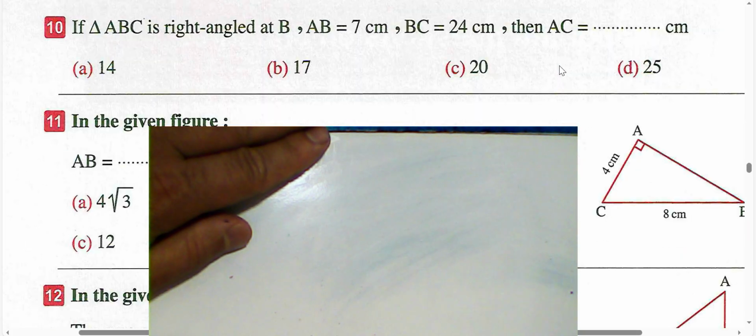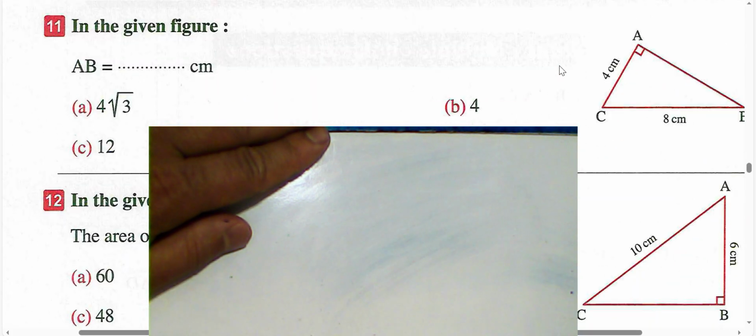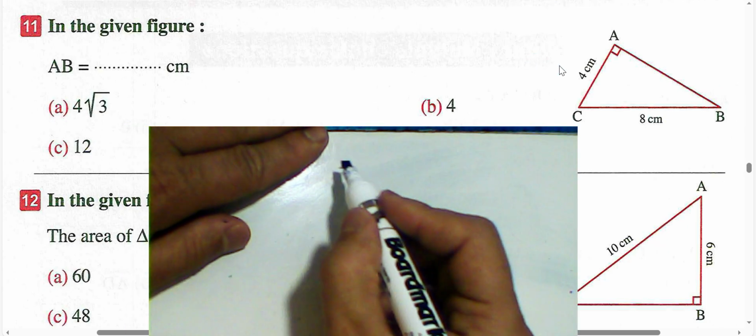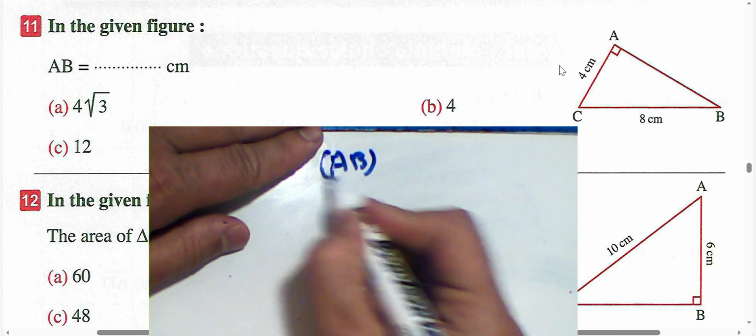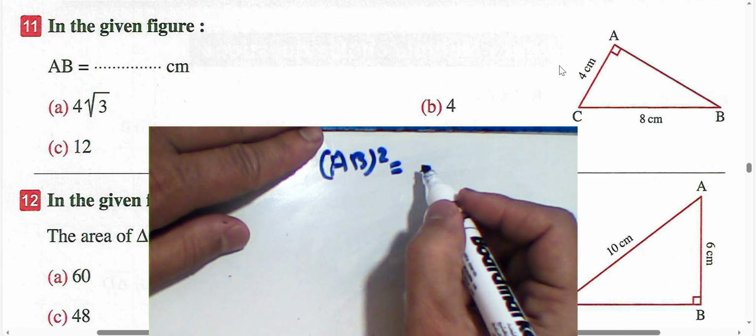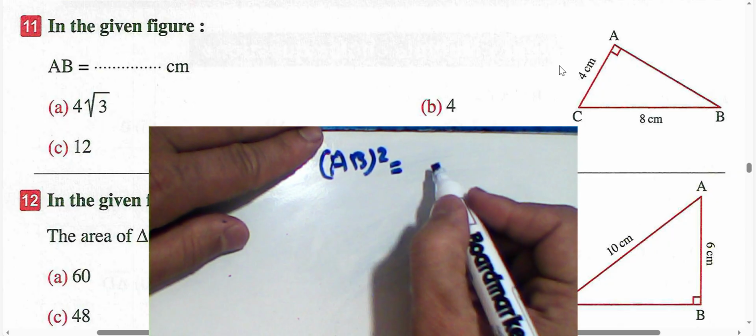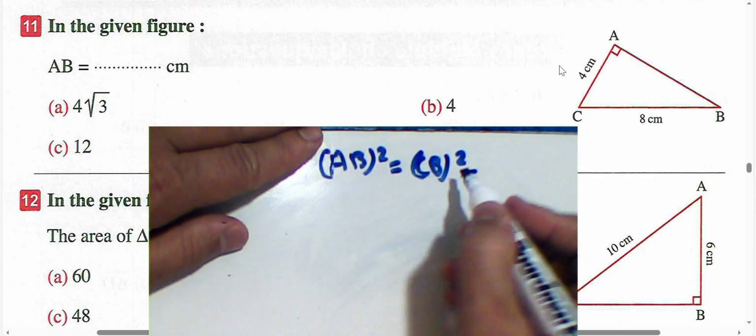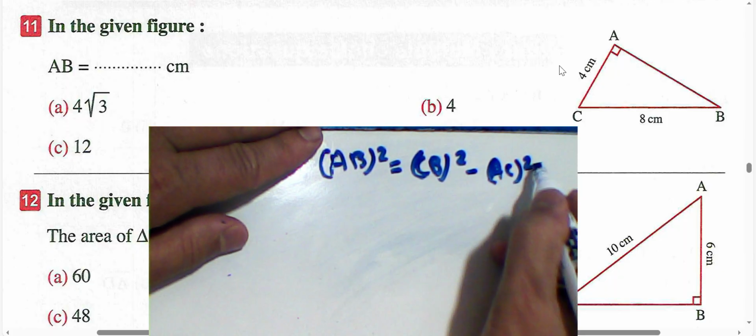Number 11. It's the given figure here. We want to find the length AP. We can find it from the Pythagoras theorem. Right, AP power 2 is equivalent to AC power 2 subtract CP power 2.